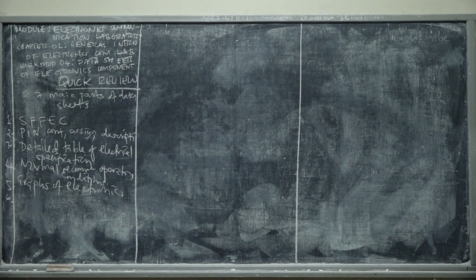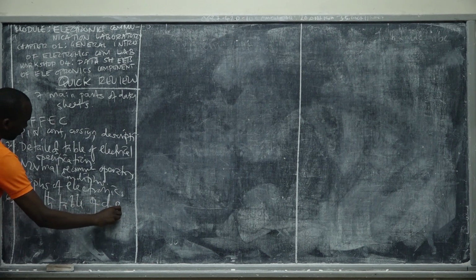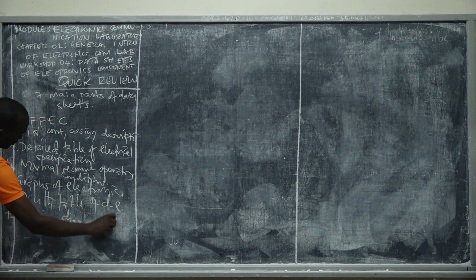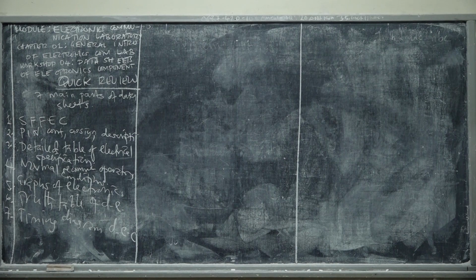And the sixth part is the truth table of digital electronics components, because analog electronics components don't have truth tables. The last one is the timing diagram of digital electronics components. These last two parts you cannot find in analog electronics components, but you can find some other parts. These are the important parts.